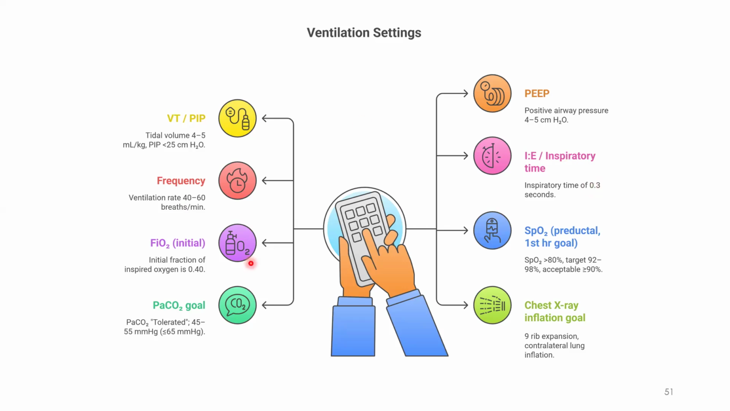The initial FiO2 you start with is 40%. The target SpO2 in the first hour is more than 80%, but later on it's always between 90 to 98%. For the PCO2 target, you can tolerate up to 55, and if it's a venous blood gas, you can tolerate up to 65. On chest X-ray, you have to see lung expansion up to 8 to 9 ribs, and this is in the contralateral lung, not the ipsilateral hypoplastic lung.